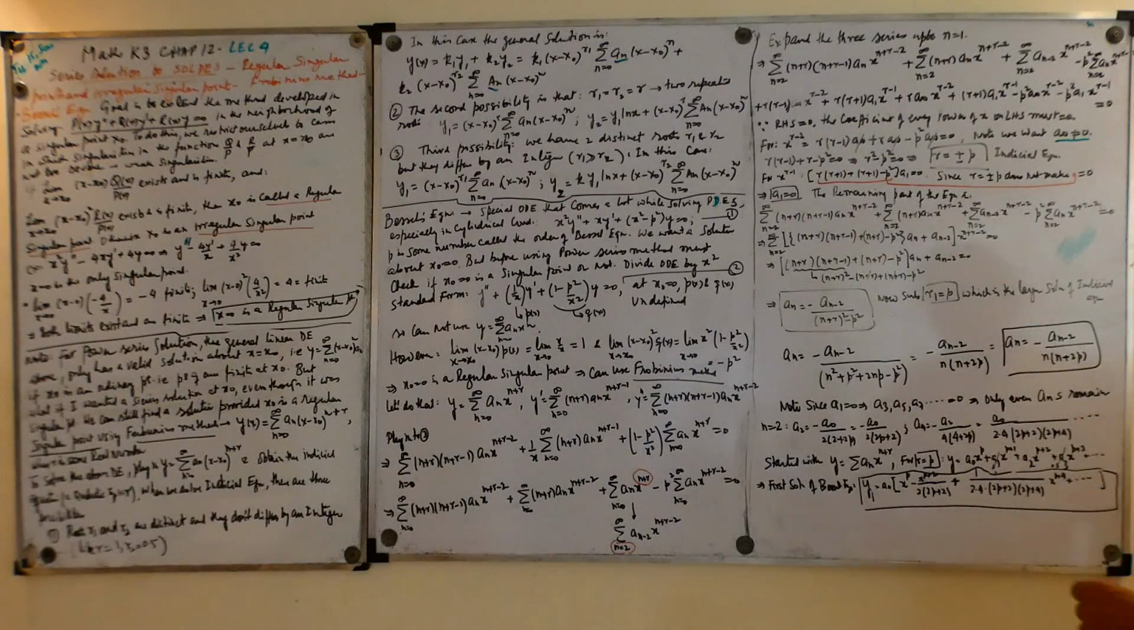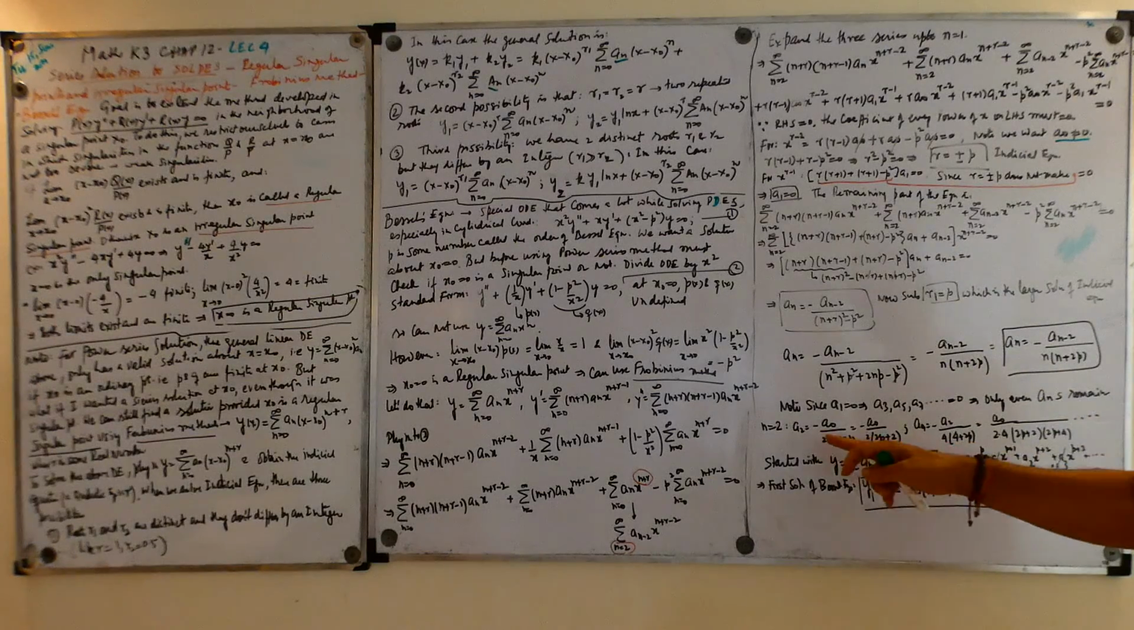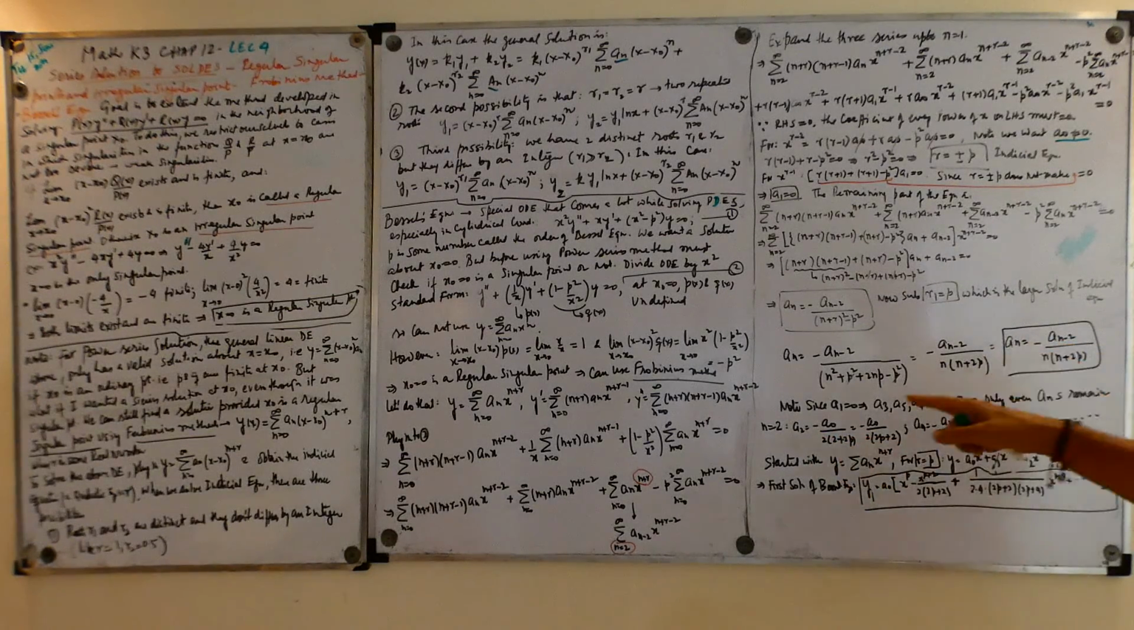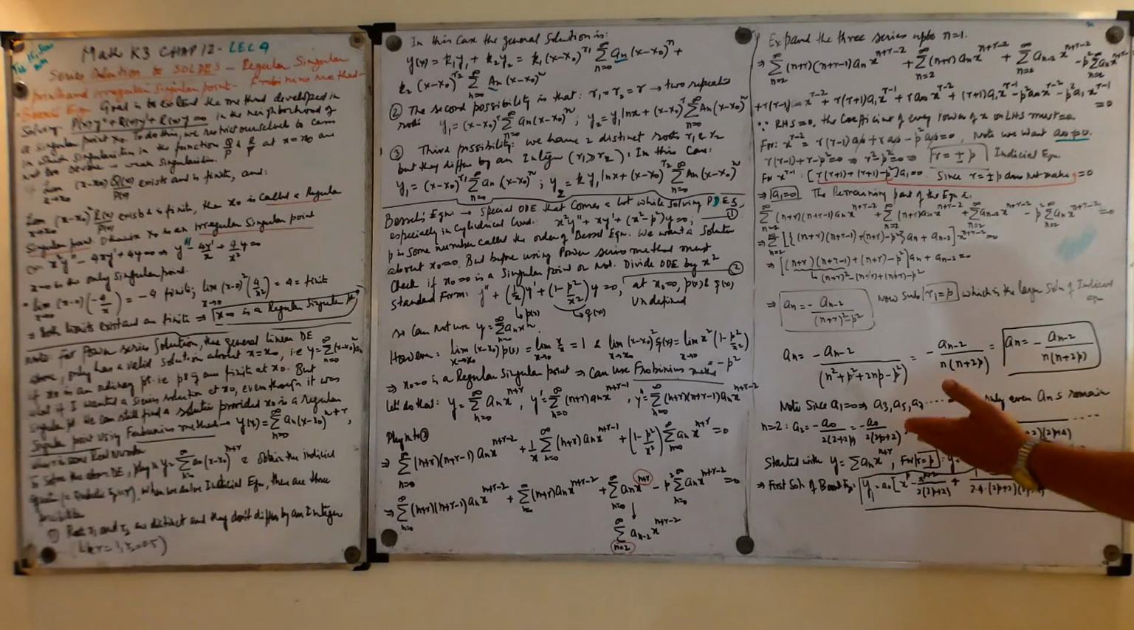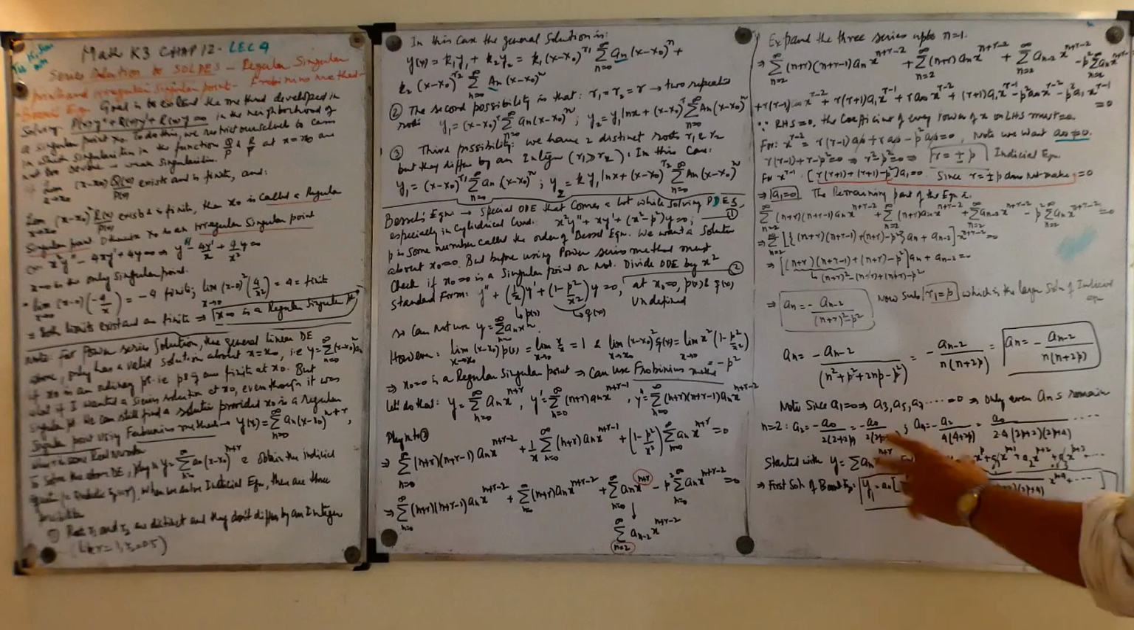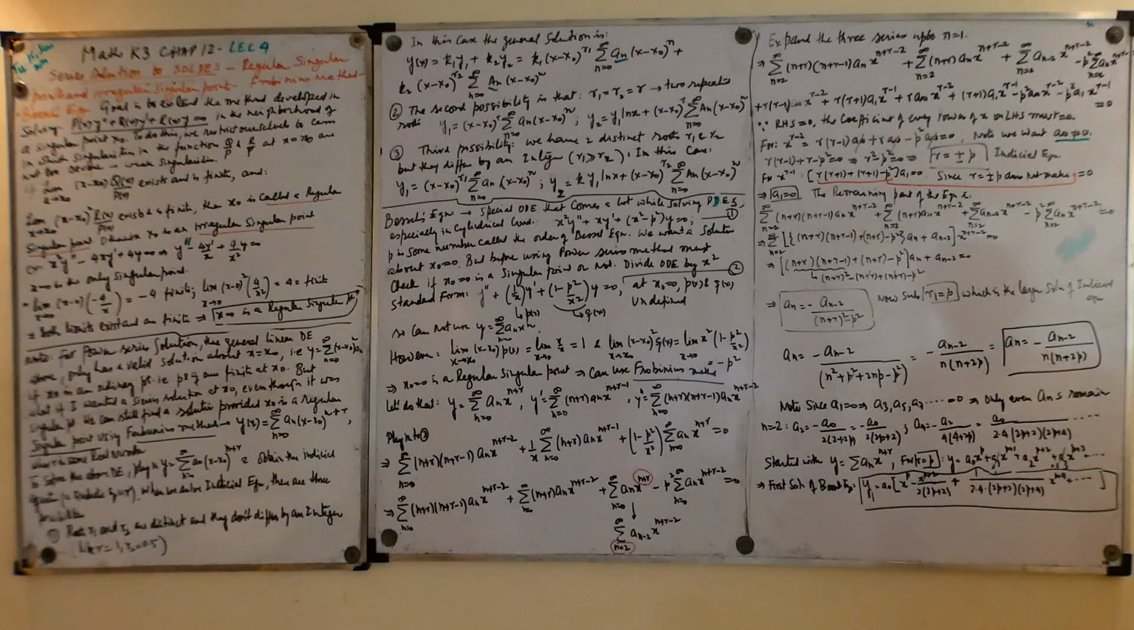Alrighty, so I put n equal to 2. I know my a1 is 0, so I'm going to start with n equal to 2. That gives me minus a0 divided by 2 multiplied by 2 plus 2p. So this is minus a0 divided by 2 times 2p plus 2. Now odd ones are 0, so I'm going to just calculate the even ones. So a4 will be minus a2 divided by 4 times 4 plus 2p. But a2 is this value, so if I substitute, I get a0 divided by 2 multiplied by 4 times 2p plus 2 times 2p plus 4, and you just keep on going like that.